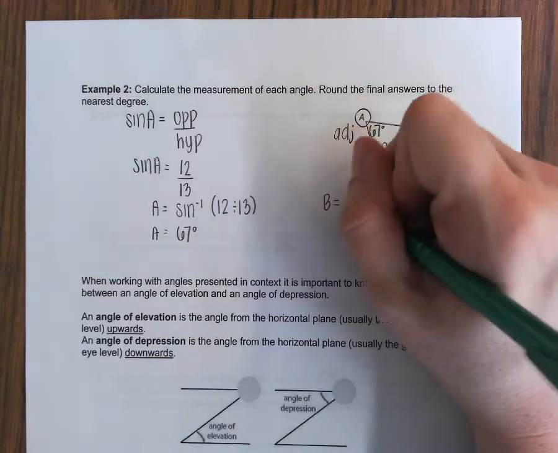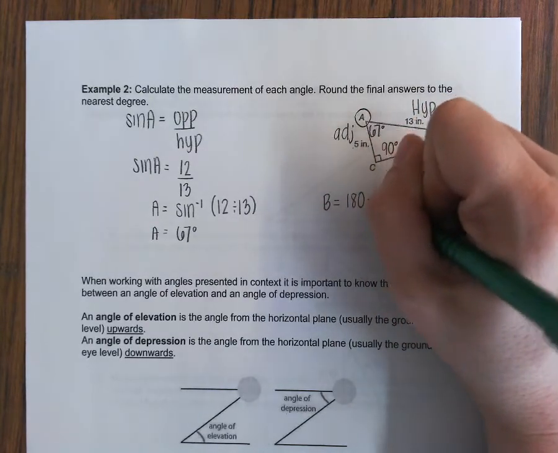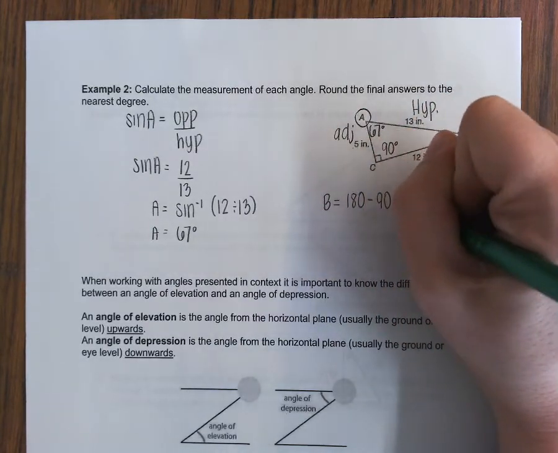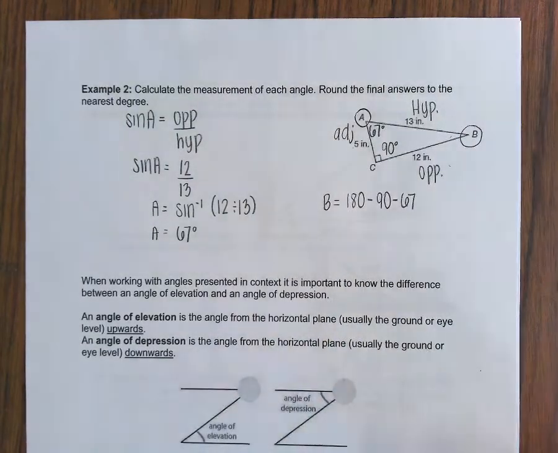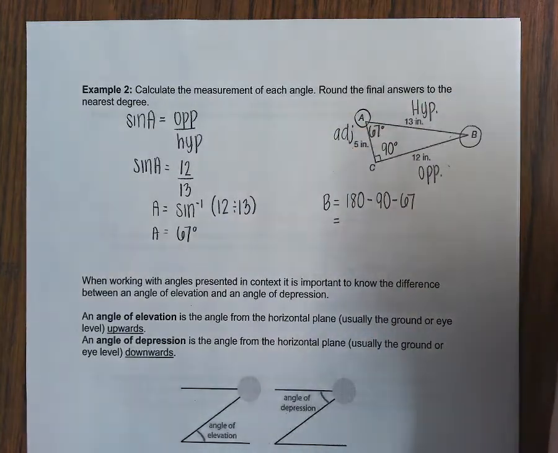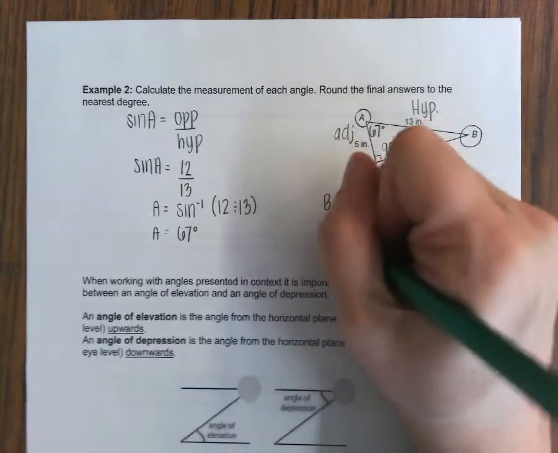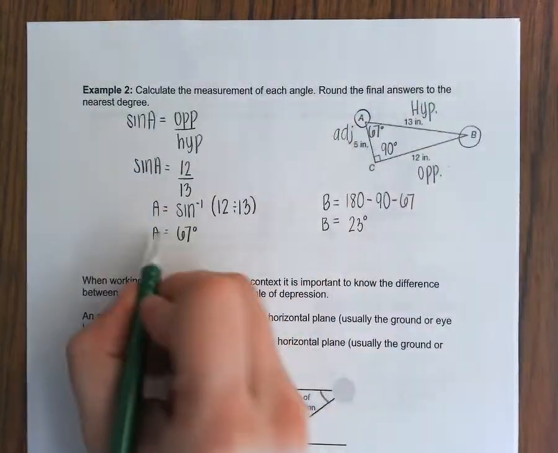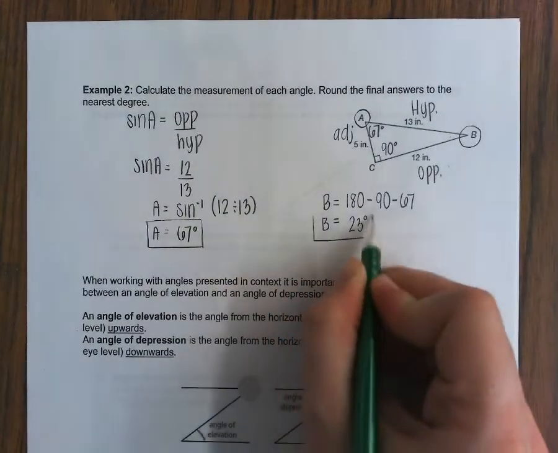So I can use subtraction. 180 degrees minus 90 degrees minus 67. And that will tell me what's left for angle B. And when I do that subtraction, I get an angle of 23 degrees. So B is equal to 23. So A is 67, B is 23.